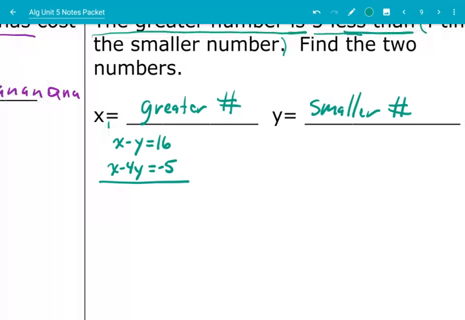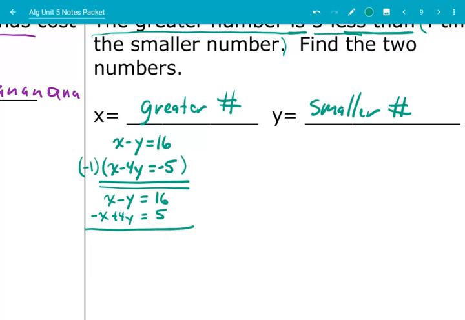Well, we've got the same coefficient here, but different signs. So I'm going to multiply the bottom one by a negative 1 and rewrite these all over again. I'll just draw a double line here to show that we're going to rewrite this. So x minus y equals 16, and then a minus x plus 4y equals a positive 5. There we go. So I can eliminate this right here. That goes to 0. And a minus y plus 4y, that's 3y, equals 21.